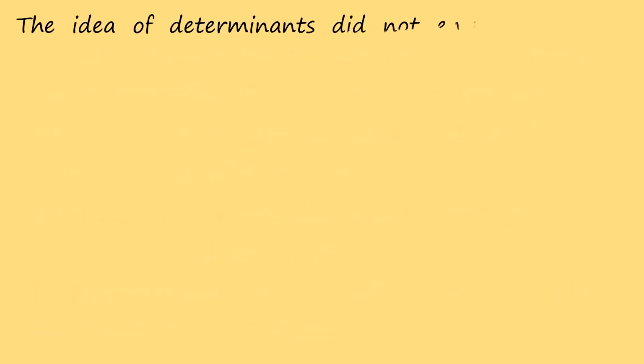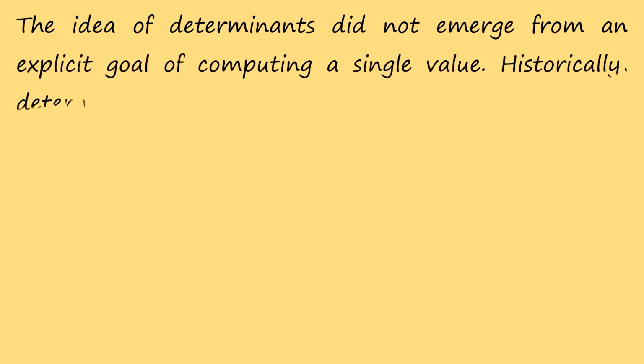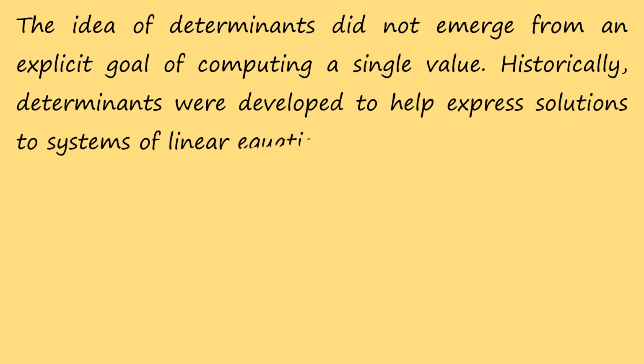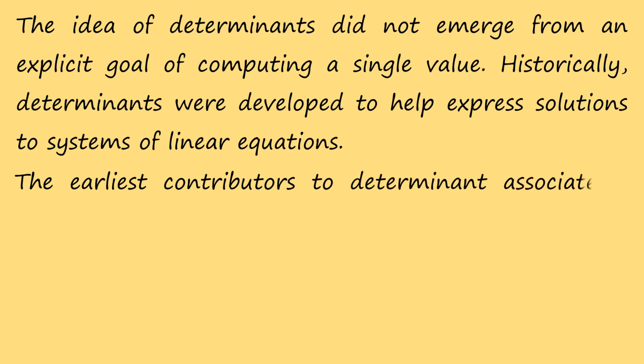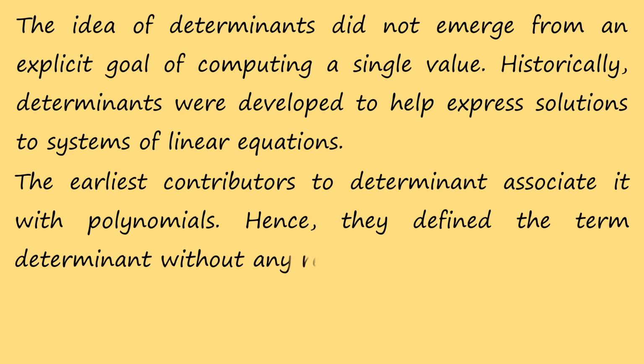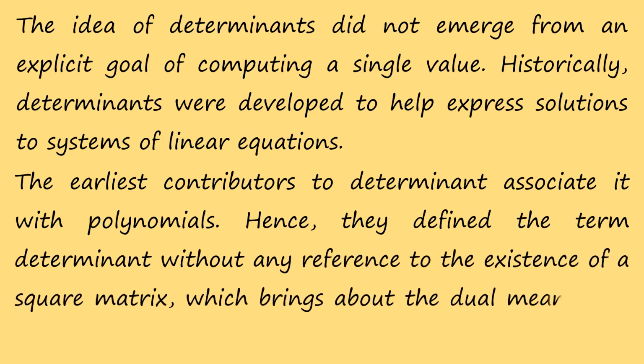The idea of determinants did not emerge from an explicit goal of computing a single value. Historically, determinants were developed to help express solutions to systems of linear equations. The earliest contributors to determinants associated them with polynomials, hence they defined the term determinant without any reference to the existence of a square matrix, which brings about the dual meaning of determinant.